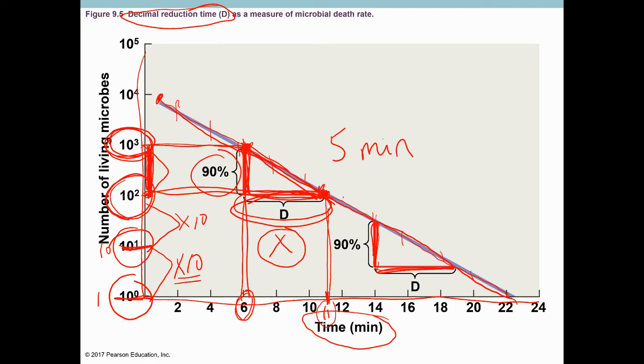And let's say that the decimal reduction time for this graph is 5 minutes, and let's say this is 80 degrees Celsius. If you increase the temperature, typically what's going to happen is you'll get a steeper slope, which will have a shorter decimal reduction time. So at higher temperatures, you'll get a shorter decimal reduction time.